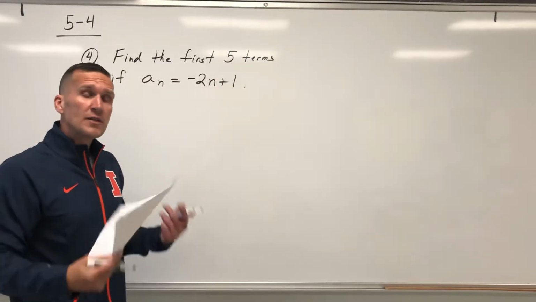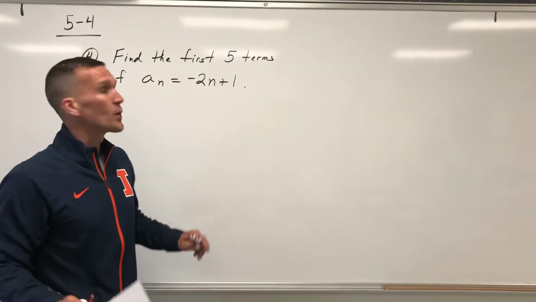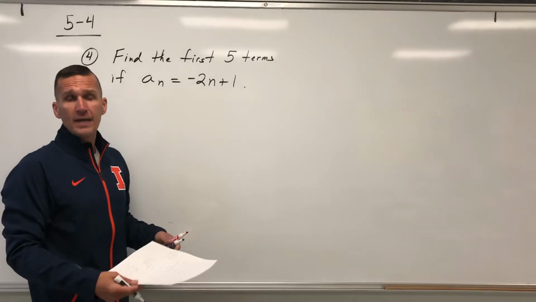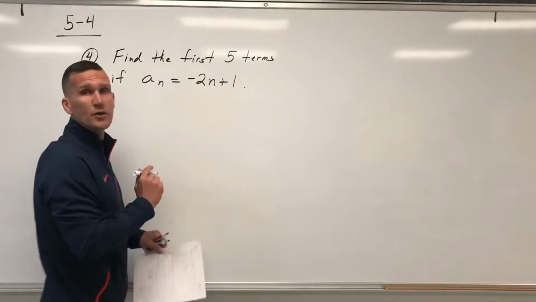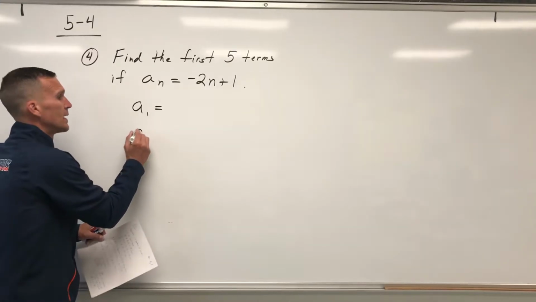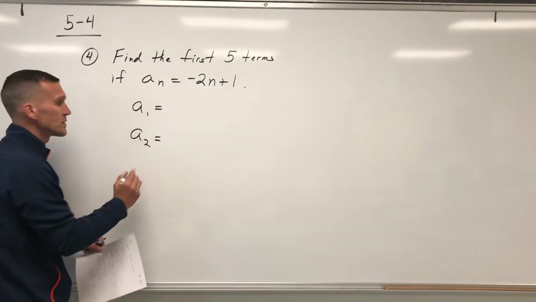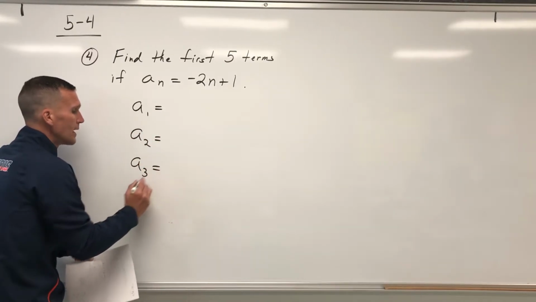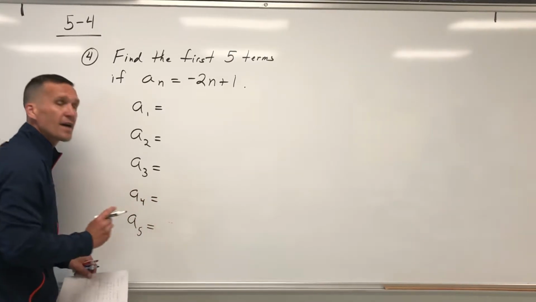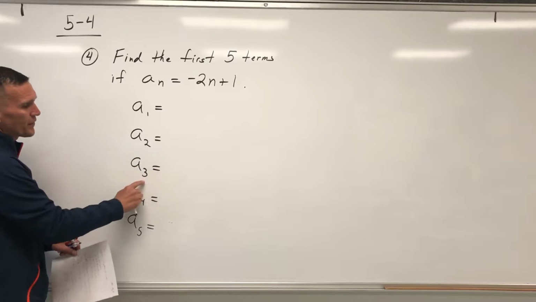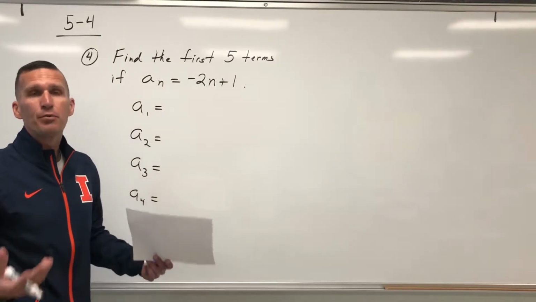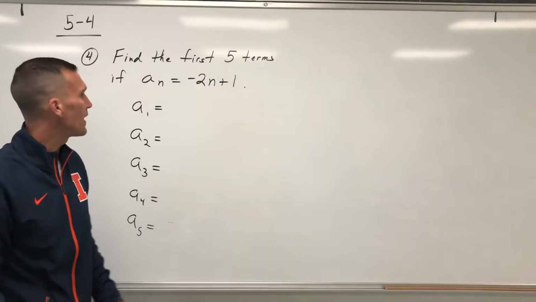All right, so you guys, all we're doing is we don't know anything about the sequence except the rule behind it. So using proper notation, if I want to find the first 5 terms, I would write a sub 1 equals, a sub 2 equals, a sub 3, a sub 4, and a sub 5, because that'd be the first, second, third, fourth, and fifth terms of the sequence. And I find them by plugging in 1, 2, 3, 4, 5.